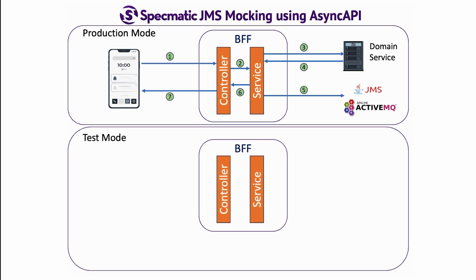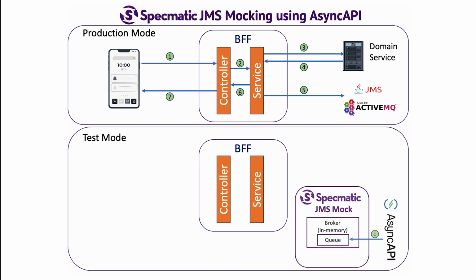Now, to test this application in isolation, we take an AsyncAPI specification, which describes the JMS queue and the schema of the messages that it is expected to receive. And we mock it out using Specmatic's JMS mock. With the JMS mock now in place, we can run contract tests against the application. Let's see how we do this.